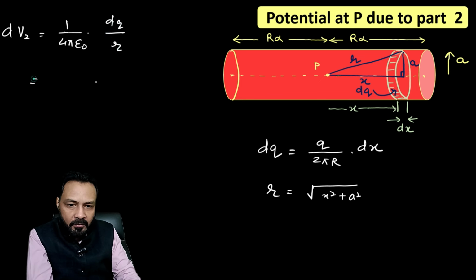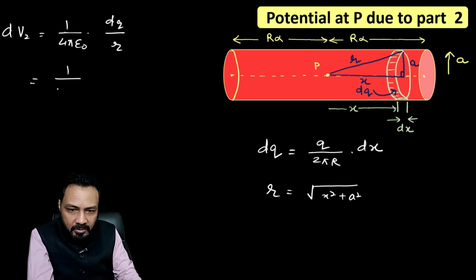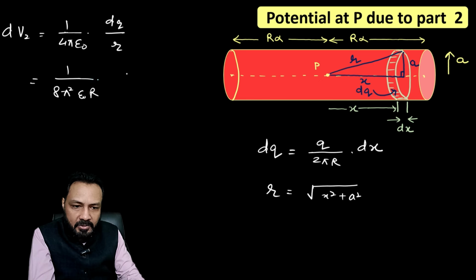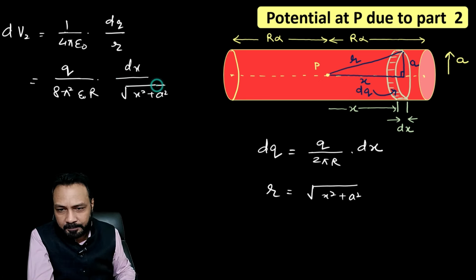So put the value of this dq and r, so we'll have this is a 2 pi r, multiply this by 2 pi r, so that will become 8 pi square epsilon naught r and q, write q here, dx and divide by x square plus a square. Again this is a standard integral.